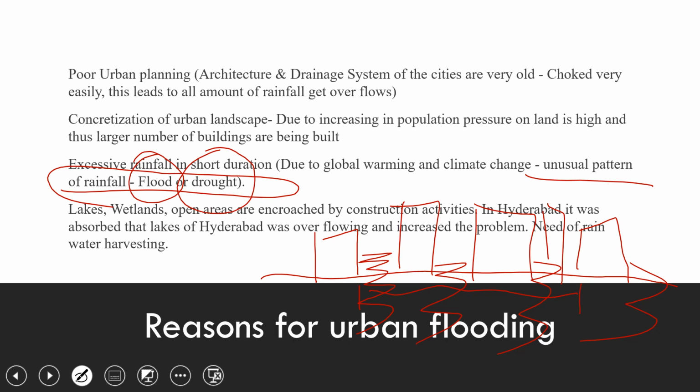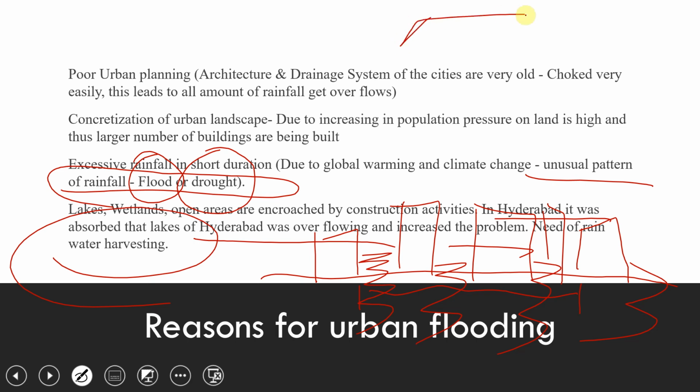Lakes, wetlands and open areas are encroached upon by construction activities, and ultimately these lakes are not getting filled up, and water in urban areas like Hyderabad is not getting a way to move into the rivers, and ultimately we see a flood kind of situation. In Hyderabad, Hussain Sagar lake and others were overflowing this time. So in Hyderabad it was observed that the lakes were overflowing and increased the problem, and rainwater harvesting is required at every place.